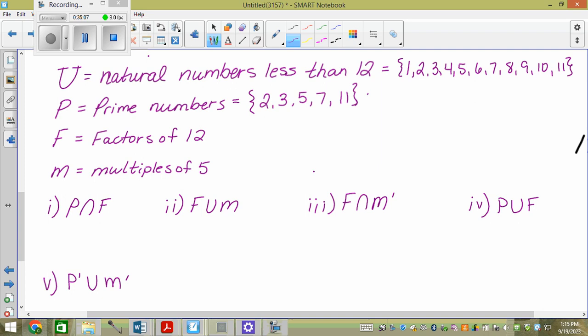Okay. Factors of 12. This one always gets people. I specifically did this one for a reason. Factors of 12 are 1 and 12. Can I put the 12? No, it's too big. 2 and 6, 3 and 4. Can't include the 12. Got you. And then multiples of 5 are 5 and 10.